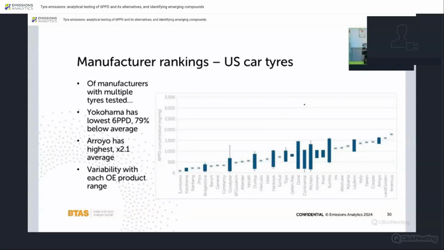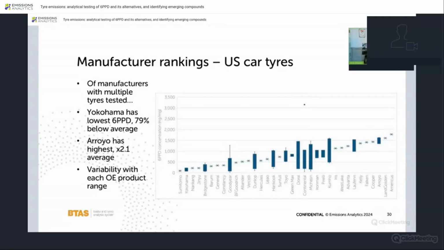We can segment our data by manufacturer as well, because we're trying to understand what are the things that determine, are there some external characteristics that can help us predict the level of 6PPD, or is it very simply a manufacturer design choice on a tyre by tyre basis? So here, if we look at all the US tyres, and to be clear, this is the tyres sold into the US market, but can be manufactured by any company around the world.